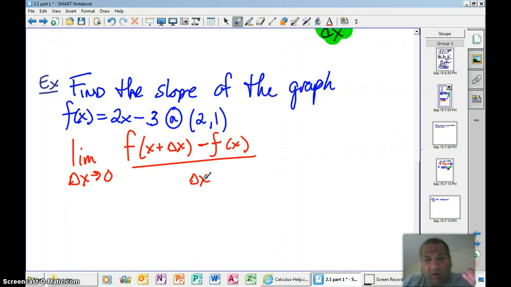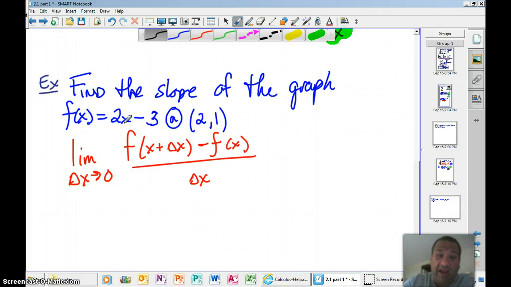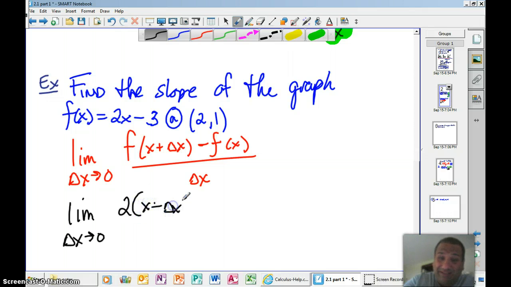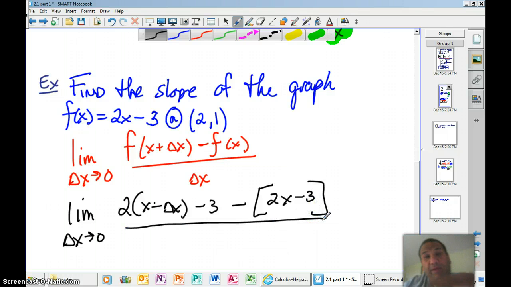Now, what I'm going to do is what you did in algebra: everywhere I see an x, I'm going to replace it with x plus delta x here, and this is going to be the original. So it'll turn out to look like this. The limit as delta x approaches 0 of 2 times x plus delta x, minus 3, then minus the original function, which is 2x minus 3. Notice I put some grouping symbols like brackets in for the original, and you'll see why, over delta x.